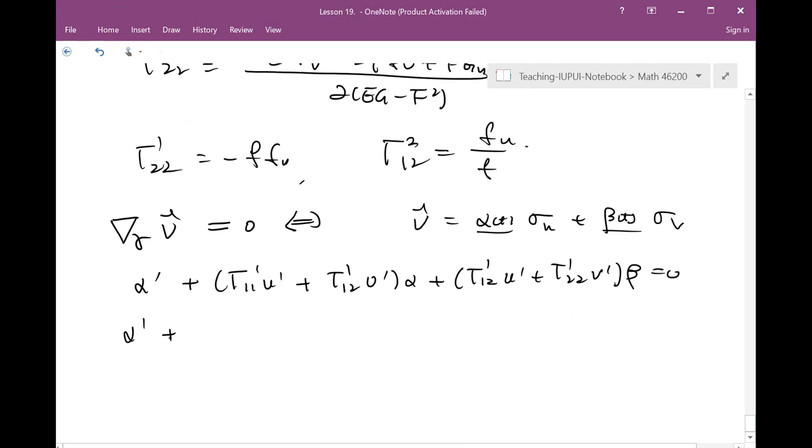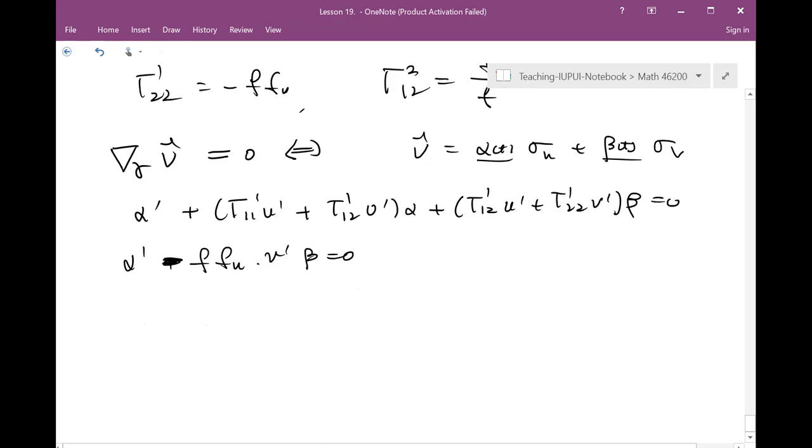So this is 0, right? Only the last term is not 0, and this is a 0. Among the coefficients, this is a minus FFU V prime beta is 0. So that's the first equation. It's pretty simple to study.